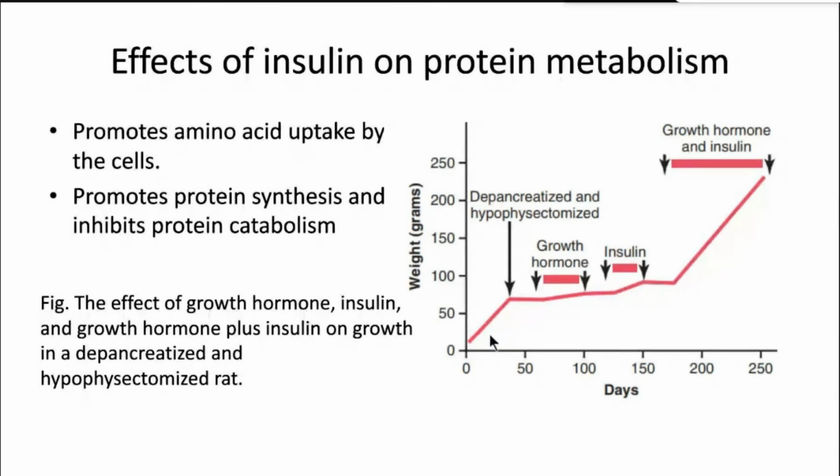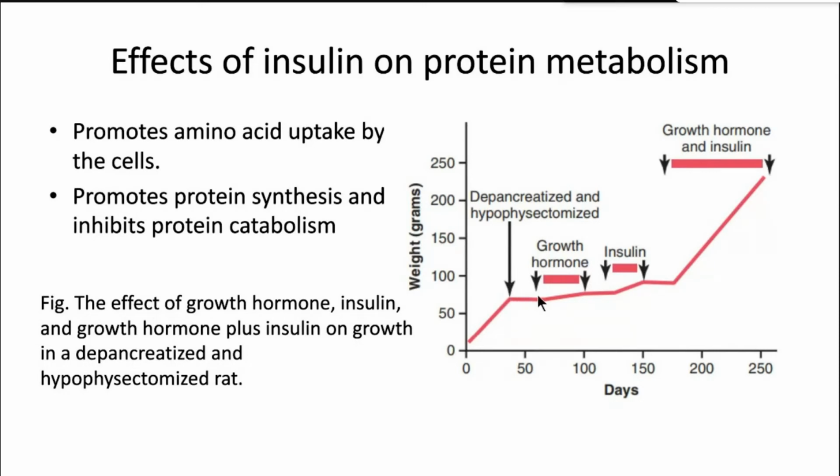You can see the effect in a rat after depancreatization and hypophysectomy, means pancreas is removed and also the hypophysis, the pituitary, is removed. Now, what happens? We know growth hormone is a major player in growth, and we know insulin also is important for growth, and it shows the interaction between growth hormone and insulin. You can see the rat here. It is depancreatized, pancreas is removed and anterior pituitary is also removed. Therefore, there is no insulin, no growth hormone.